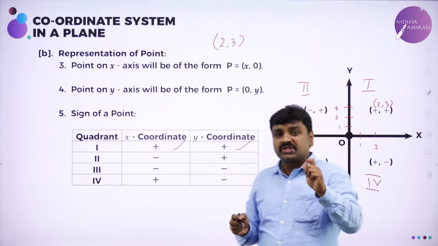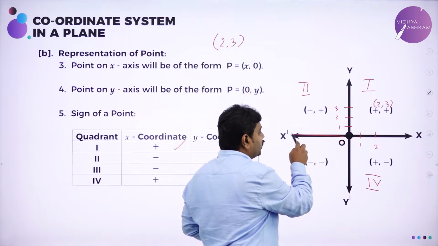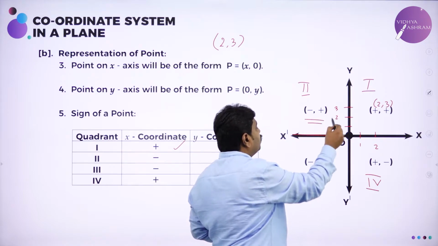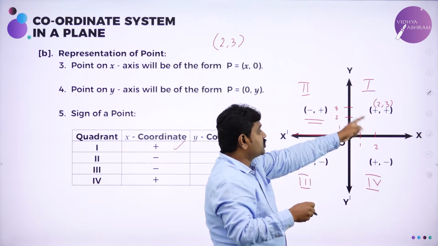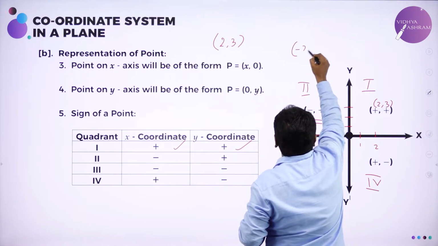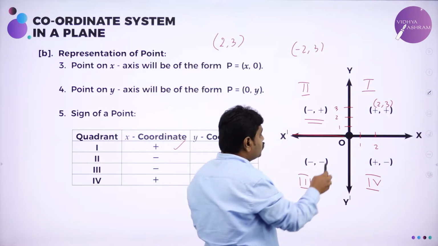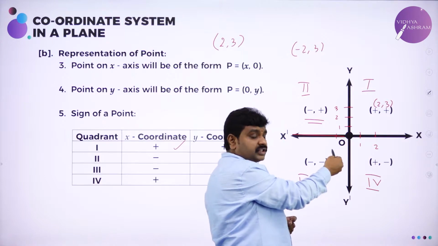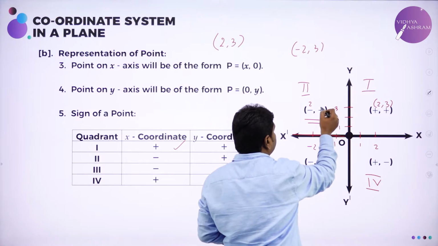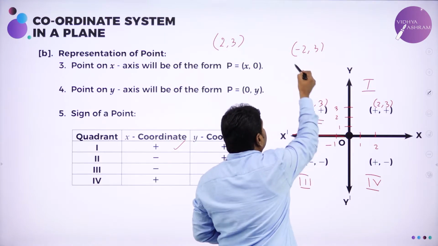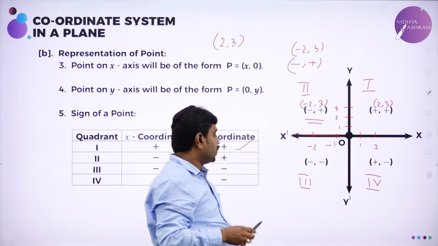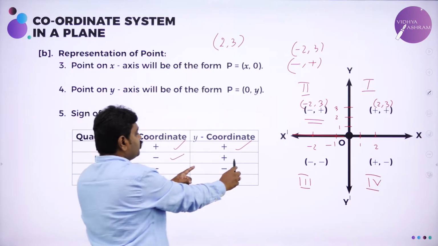Then if the x value is negative, from the origin, this is the negative x-axis. If x is negative and y is positive, then the point belongs to the second quadrant. Plus plus is the first quadrant, minus plus is the second quadrant. For example, minus 2, 3. Minus 2, 3 means for the x value, from the left side of the origin we should count negative: minus 1, minus 2. So x is minus 2 and y is 1, 2, 3. This is minus 2, 3, which means negative, positive. So negative, positive means it belongs to which quadrant? Second quadrant. In the second quadrant, x is negative and y is positive.